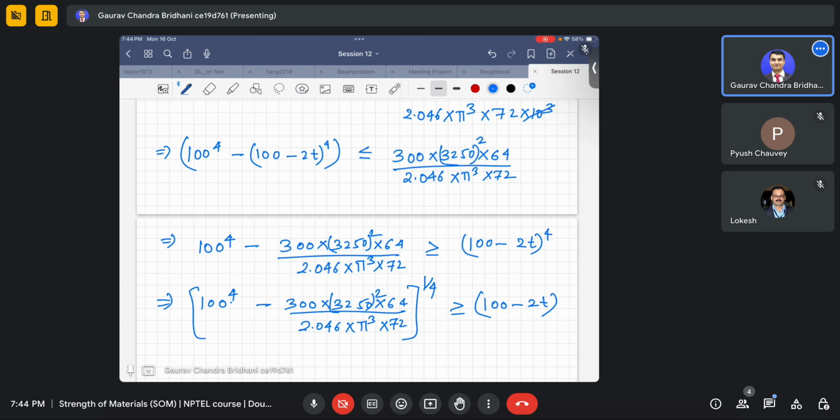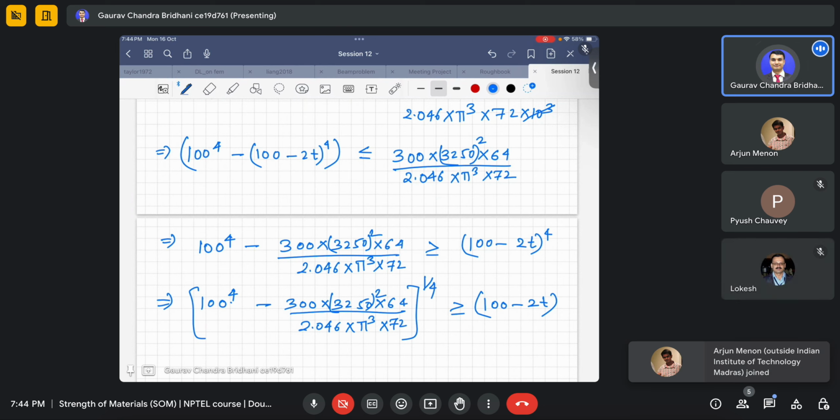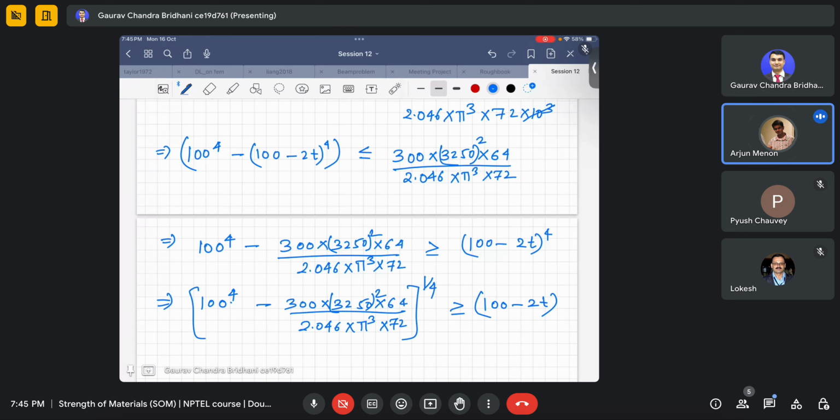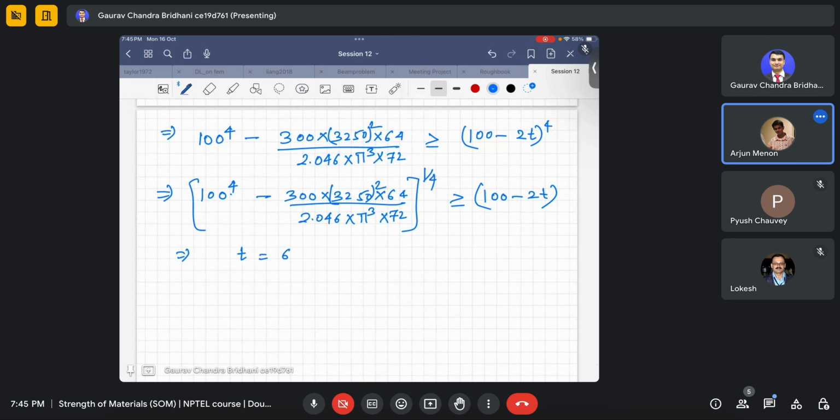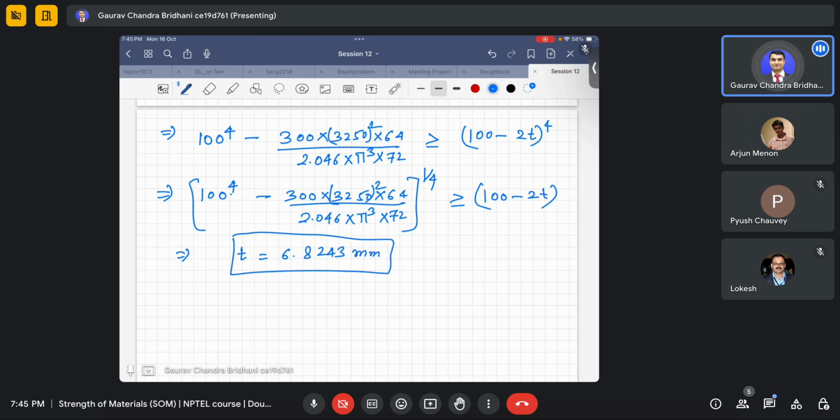Correct. Then its power will be 1 by 4. Yeah, 86. Correct. Then I'll subtract this. Correct. Yeah, now it's correct. So I found the even answer. So T will come as 6.8243 mm. This is the value of T.